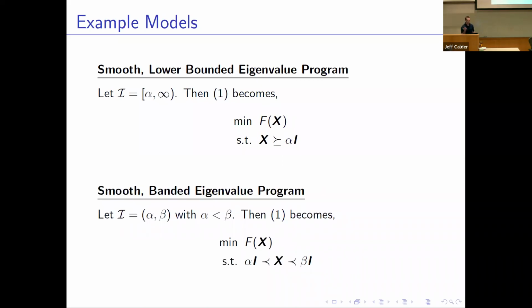But you also could say I want bounded eigenvalues. This would be a reasonable thing to do. I don't have an example of a particular model in mind for this, but this is a type of model that would be handled by our general class.